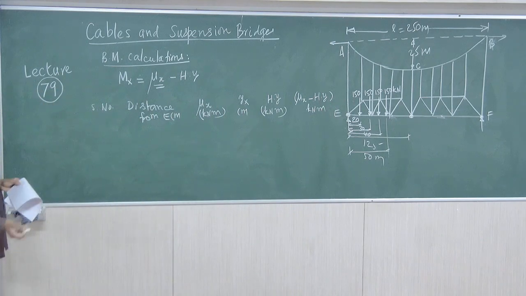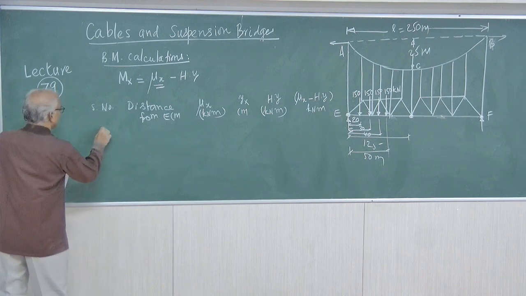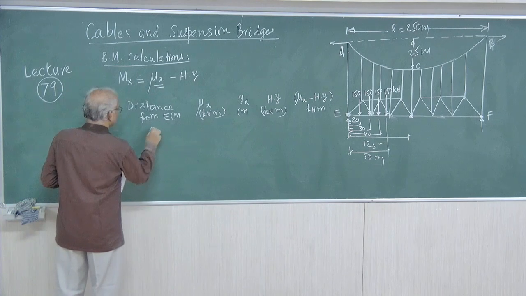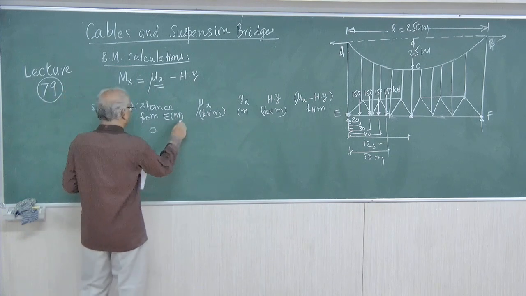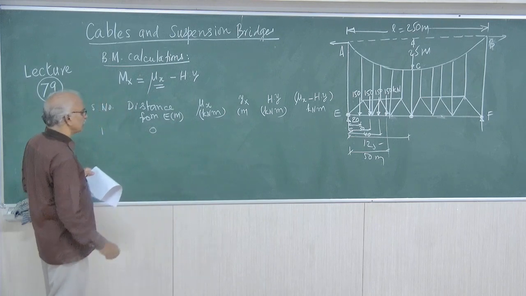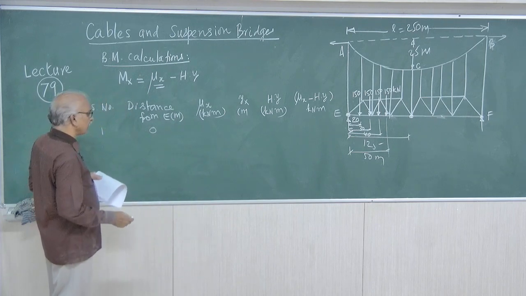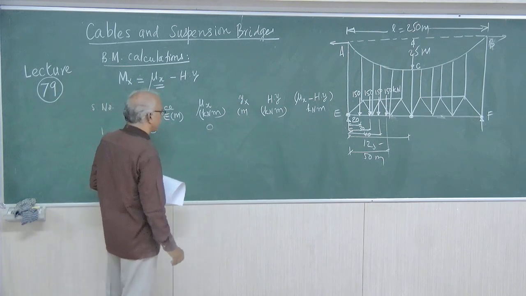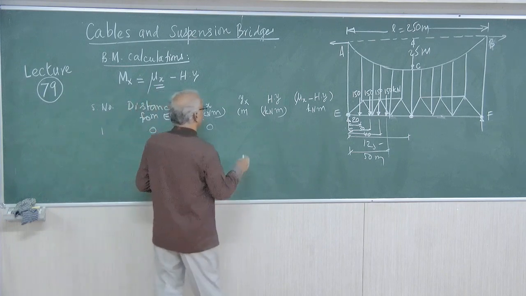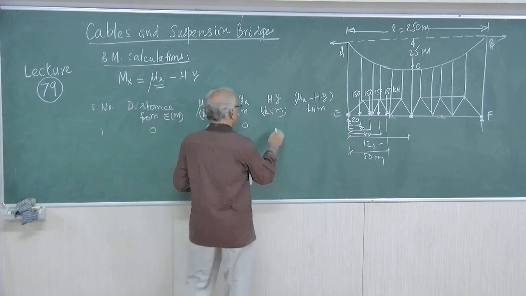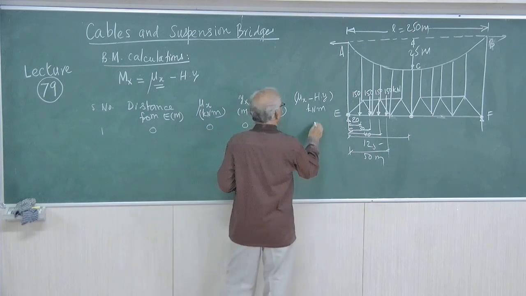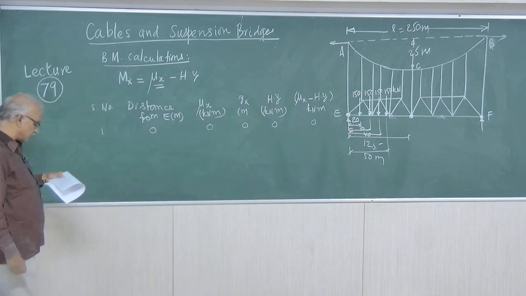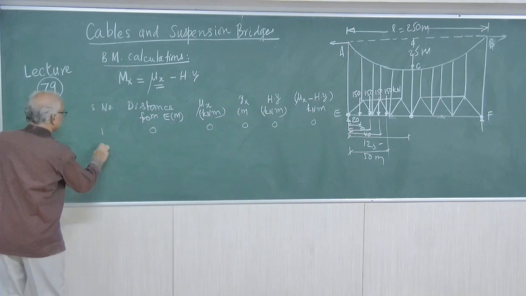Suppose we take the left hand, serial number 1, this is 0. That is, you are at the point E. From E, 0 meters means you are at the point E itself. At the point E, as a simply supported beam, bending moment is 0. Y X is also 0. H into Y is also 0. Therefore, Mu X minus H Y is equal to 0. As far as point E is concerned, all values are zeros.